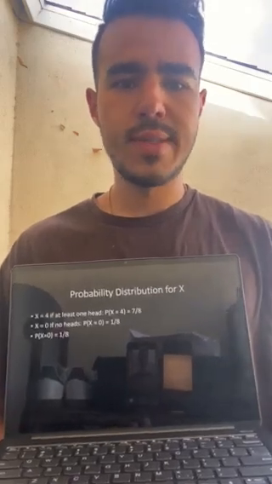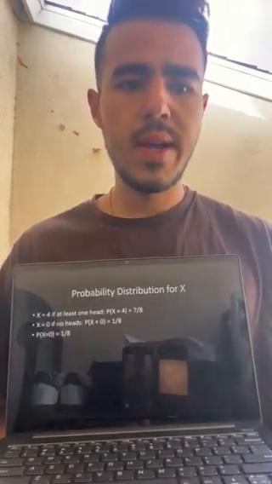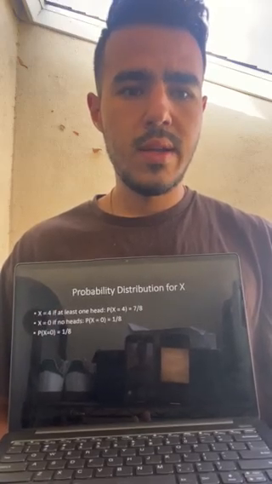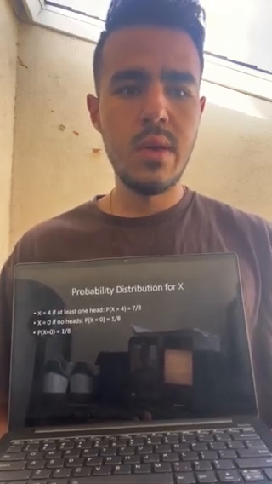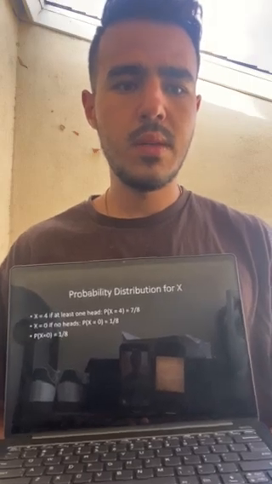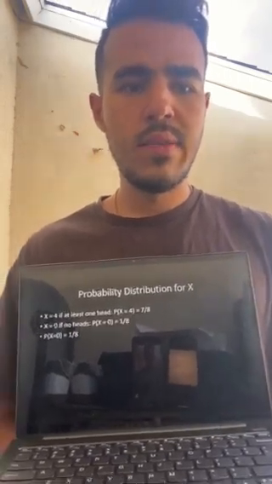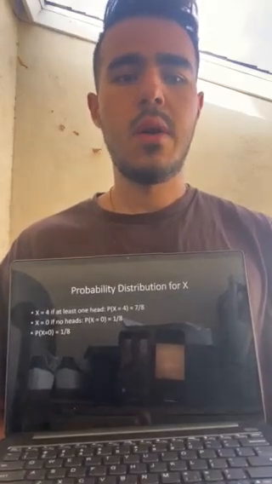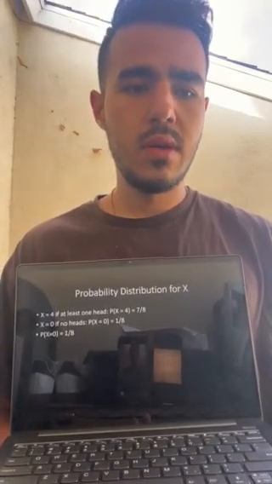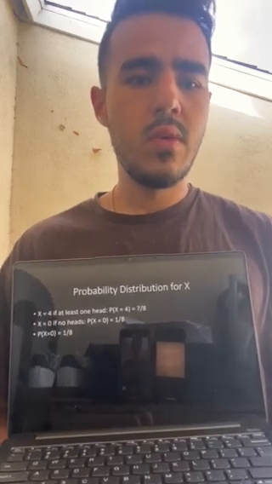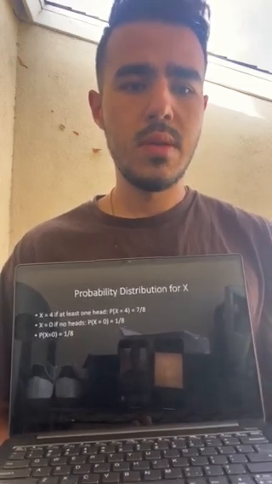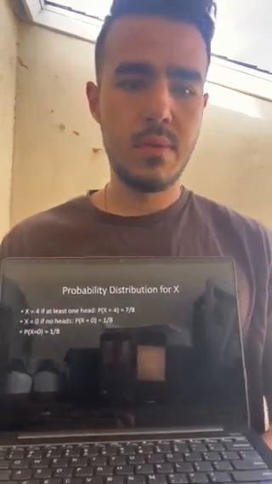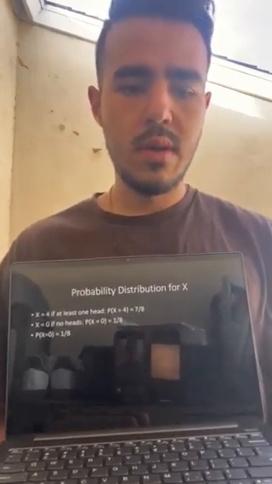Probability distribution for x. In this problem, we're defining a random variable x that takes the value 4 if we get at least one head in the 3 coin tosses, and 0 if we get no head. Based on the outcomes we listed earlier, 7 out of 8 outcomes have at least one head. Therefore, the probability of x being 4 is 7 out of 8. There is only one outcome with no heads, so the probability of x being 0 is 1 out of 8. This gives us a clear picture of the probabilities associated with the random variable x.